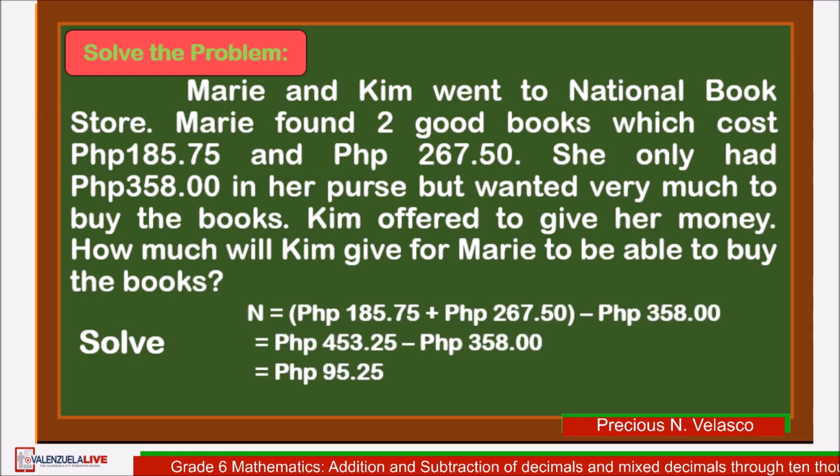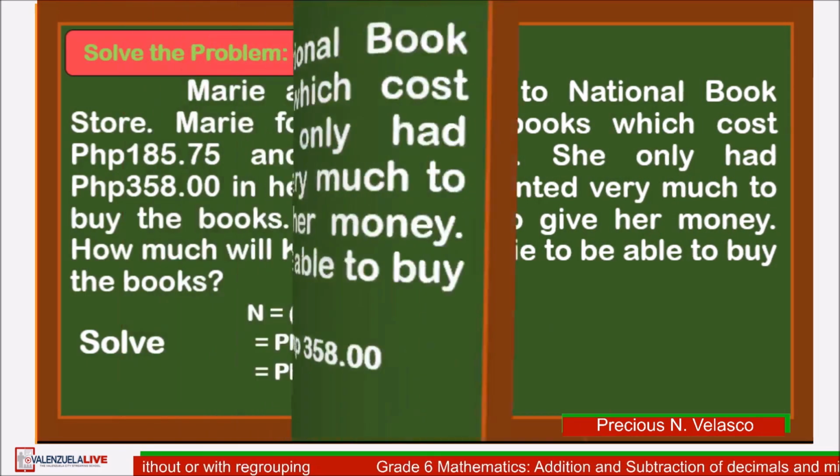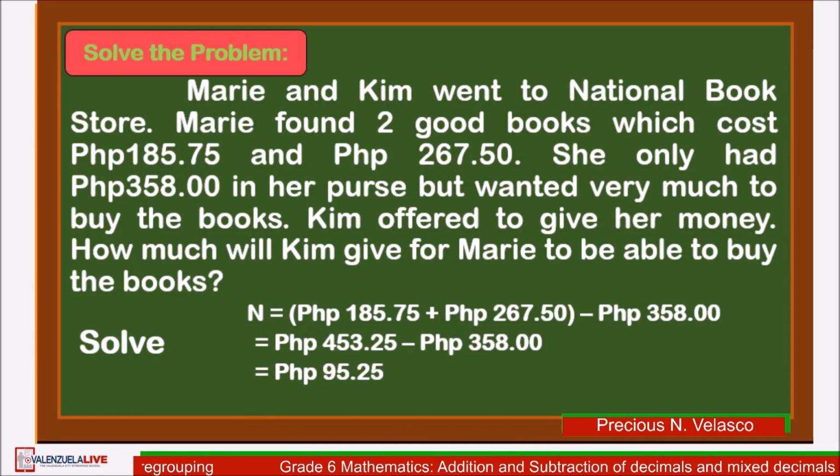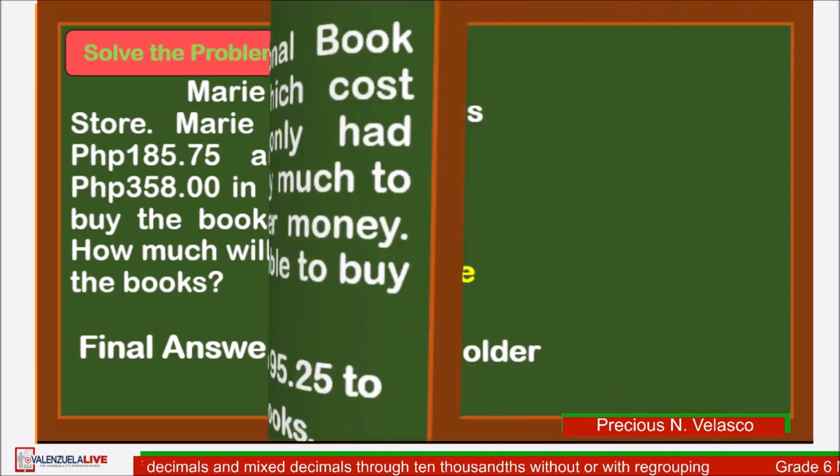After we know the number sentence, we are going to proceed with the solution. So we have n is equivalent to 185 pesos and 75 centavos plus 267 pesos and 50 centavos. So we have 453 pesos and 25 centavos minus 358 pesos. So we have n as 95 pesos and 25 centavos. So for the final answer, we can state that Kim will give Marie 95 pesos and 25 centavos to be able to buy the books.